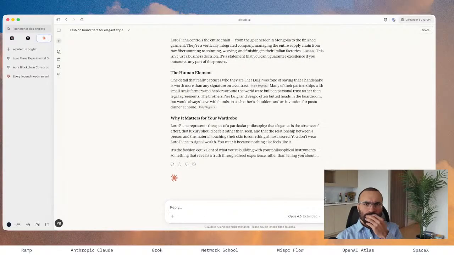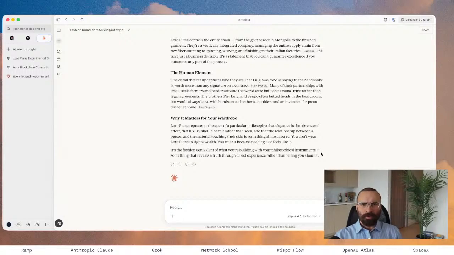The human element, one detail that really captures who they are. Pierluigi was found saying that a handshake is worth more than any signature on a contract. Many of their partnerships with small-scale farmers and herders around the world were built on personal trust rather than legal agreements. Wow. The brothers Pierluigi and Sergio often butted heads in the boardroom, but would always leave with hands on each other's shoulders and an invitation for pasta dinner at home.